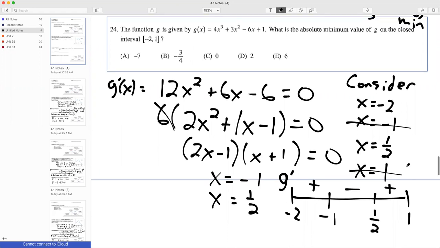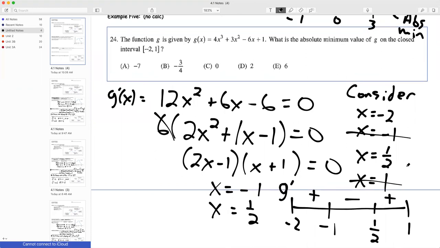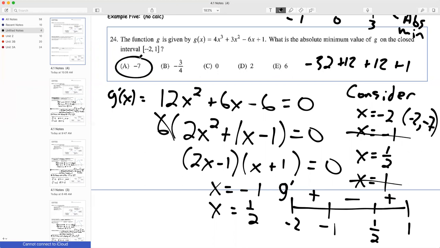And so I'm going to take those values and plug them back into the original function and see which one is the lowest, and that will give me my answer. So if I take -2 and plug it in, that gives me -8 times 4, that's -32, plus 12, plus 12, and plus 1. So I've got -32 plus 25, which is -7. So I'm going to stop there because that's the answer, right? There's no other value that's lower than -7, so that has to be the absolute minimum.